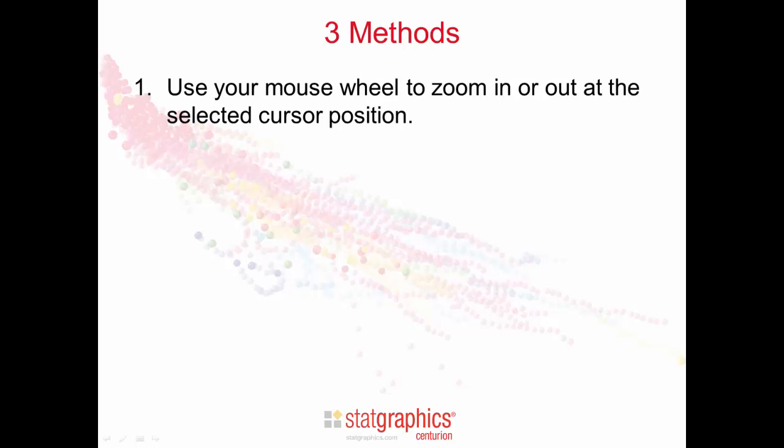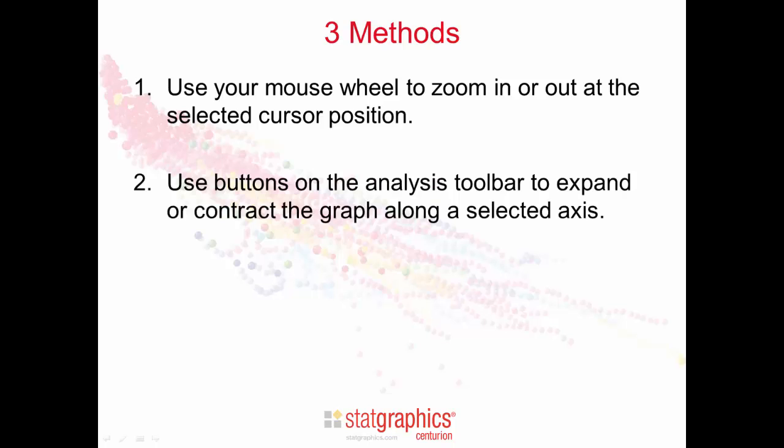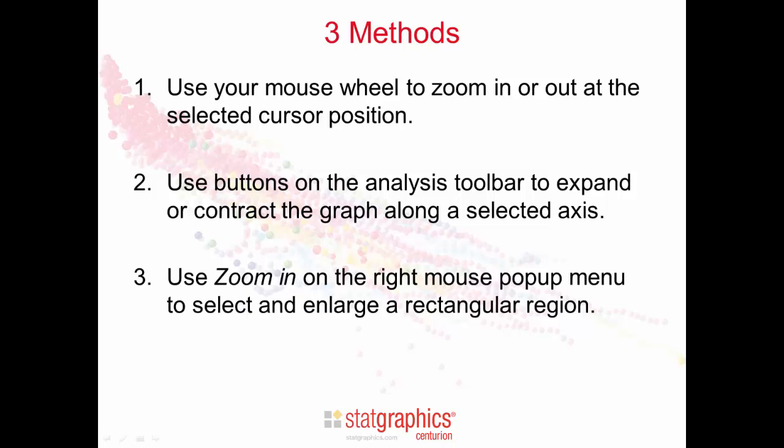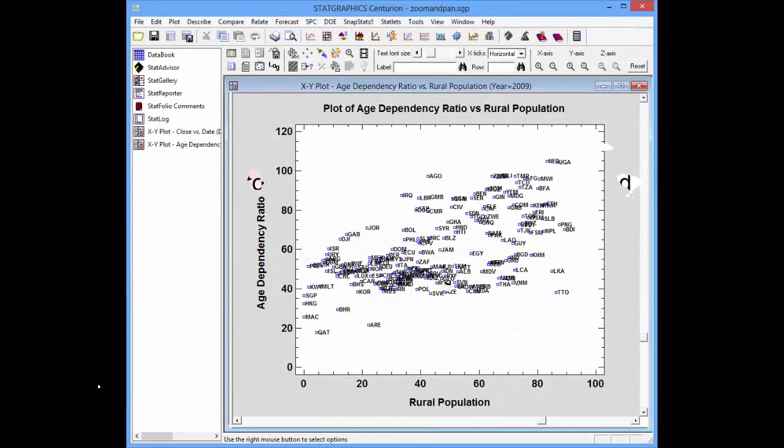Version 17 offers three methods for zooming and panning. Method 1 uses your mouse wheel to zoom in or zoom out at the current cursor position. The second method uses buttons on the analysis toolbar to expand or contract the graph along one selected axis. The third method uses the zoom in selection on the right mouse pop-up menu to select and enlarge a rectangular region. The first method I wanted to demonstrate uses the mouse wheel.